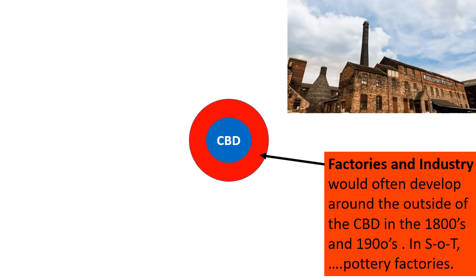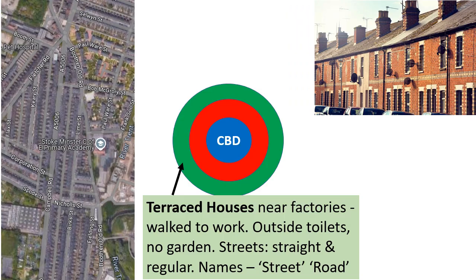Outside of that, in the 1800s and 1900s in the UK, often factories and industries would develop. So here we can see in Stoke-on-Trent that would be the pottery industry. Outside of that, there'd be a zone of terraced houses. Now those would be areas where the workers who worked in the factories would live. And they wouldn't be far from the factories because of course at that point there'd be no cars.